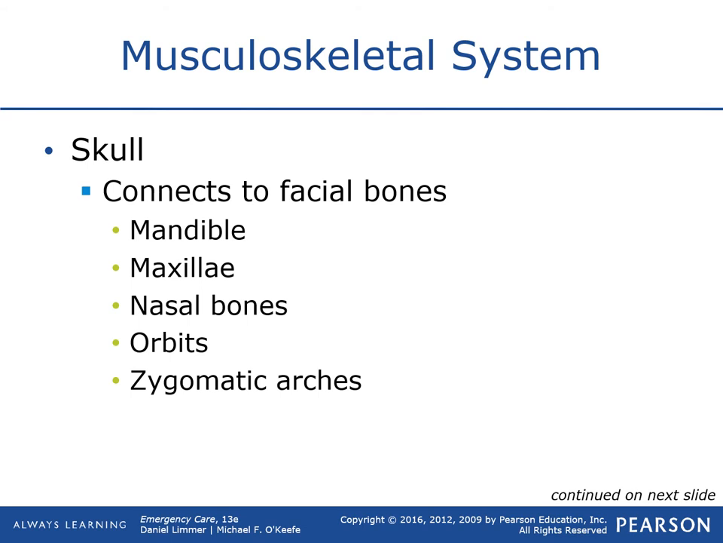So your facial bones are your mandible, which is your jawbone, your maxillae, which are the bones right above your top teeth. This connects your teeth. Your nasal bones: most of your nose is cartilage, but if you go really high up near your eyes, you'll have a little bone there. That's your nasal bone. Your orbits, which is the bony structure around your eye, and your zygomatic arches, which are your cheeks.